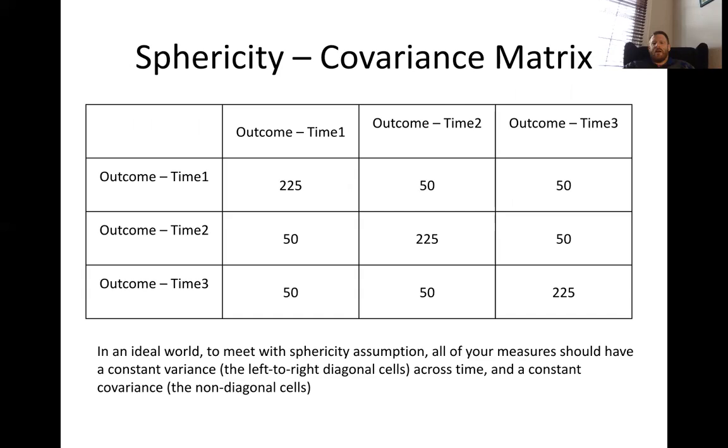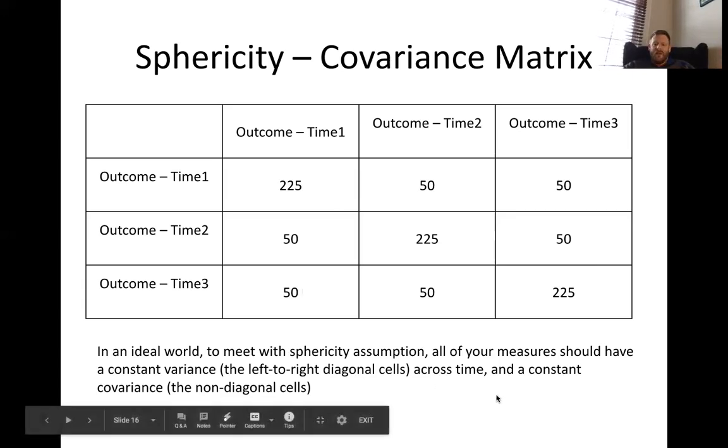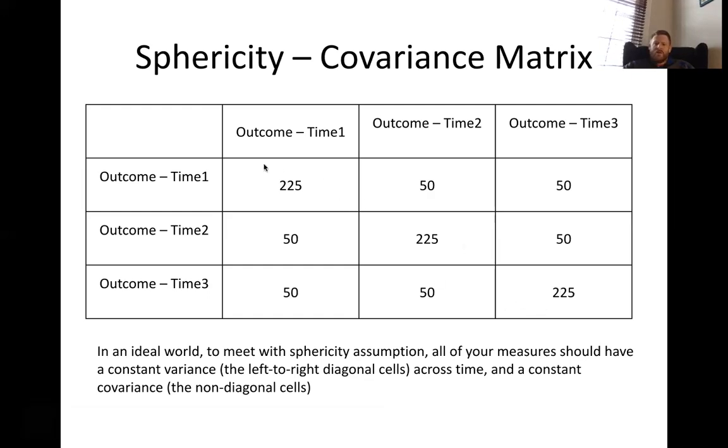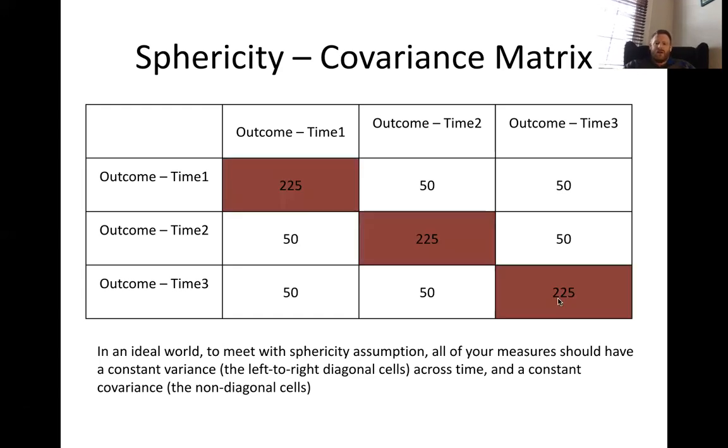So here is a visual to demonstrate for you what the assumption of sphericity means. Basically, in an ideal world, if we're going to meet this assumption, the variability across time in these measures should be constant. So what we're looking at here is actually a covariance matrix. Each one here shows a variance. So the variability at time 1 should be equal to the variability at time 2. That's this middle box, should be equal to the variability at time 3. That's what the sphericity assumption is making.